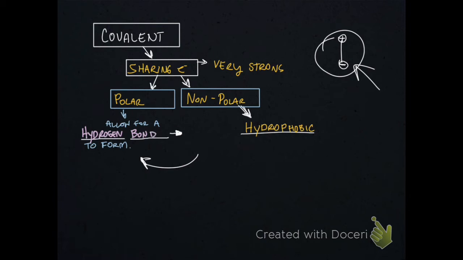Now, this hydrogen bond is a weak bond. And it's important to note that you cannot form hydrogen bonds until you first have a polar covalent bond. So make sure that you write that down. You cannot have a hydrogen bond unless you first have a polar covalent bond. It is these type of bonds that explains a lot of the properties, the weird properties of water.